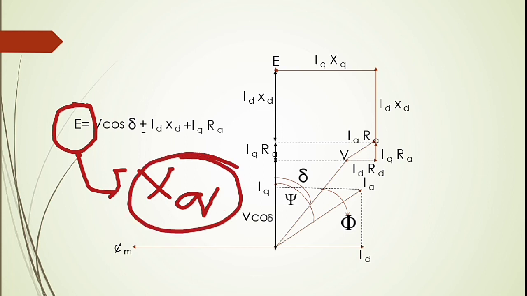There are a lot of questions in IAS or GATE where they change the value of Xq two times, or three times, and ask what the impact on EMF is. In that case you directly give the answer that there is no impact, because E equals V cos del plus minus Id Xd plus Iq Ra. So E does not depend on the value of Xq. Through this fact you can give a lot of conceptual answers.